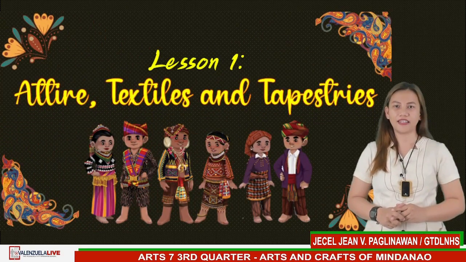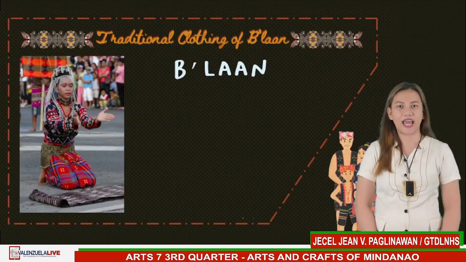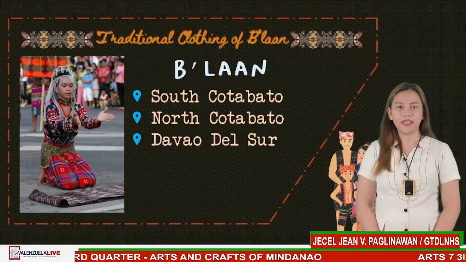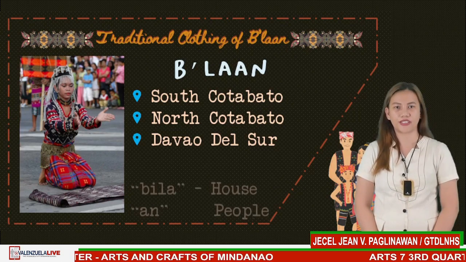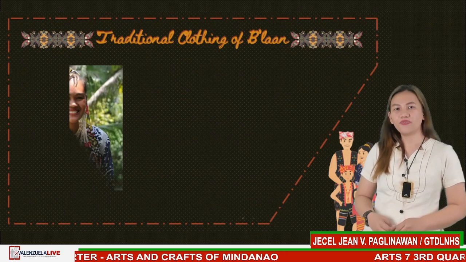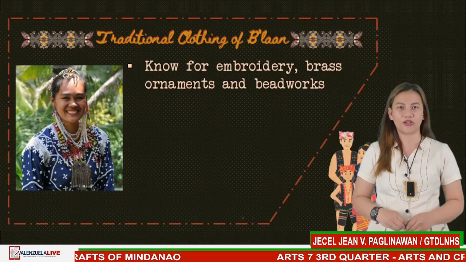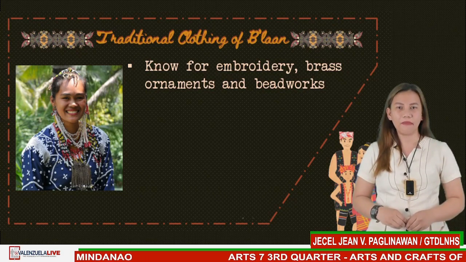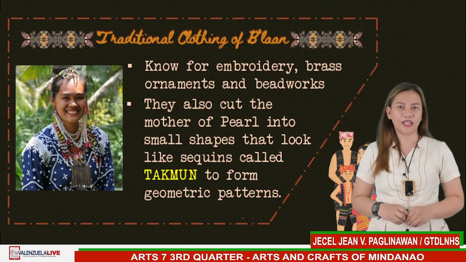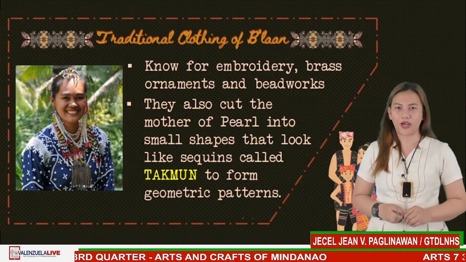Attire, textiles, and tapestries. Number one, Bilaan. Bilaan is an ethnolinguistic group that inhabits parts of South Cotabato, North Cotabato, and Davao del Sur. Bilaan is a combination of two words, bila, which means house, and an, which means people. They are known for embroidery, brass ornaments, and beadworks that are integrated in their traditional clothing. The Bilaan wear clothes made from abaca with embellished embroidery, buttons, and beads. They also cut the mother of pearl into small shapes that look like sequins, called takmun, to form geometric patterns.